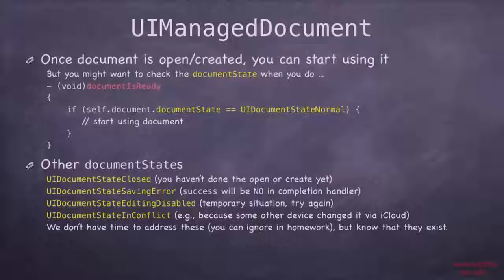Okay? So now what does that documentIsReady method look like? It looks something like this. One thing I might do at the beginning of my documentIsReady is check the state of the document to see if it's in the normal state.